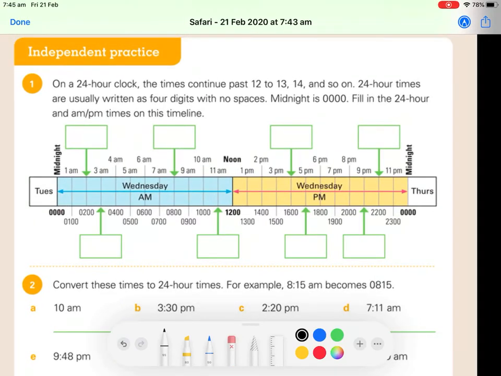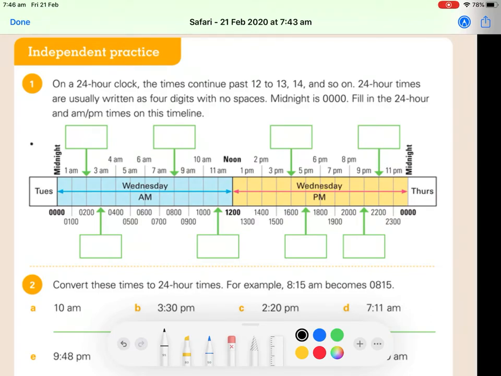Okay, moving on. On a 24-hour clock, the times continue past 12 to 13, 14, and so on. 24-hour times are usually written as 4 digits with no spaces. Midnight is 0000. Fill in the 24-hour and AM and PM times on this timetable.